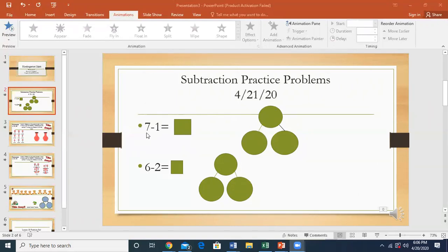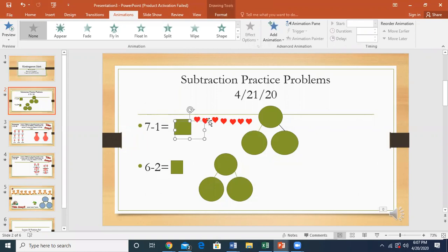So our first problem, we have 7 minus 1. I need to figure out how I'm going to solve this problem. I know 7 minus 1 means 7 take away 1. Remember, anytime you are doing subtraction, you're taking away from the total number. So I know this means 7 take away 1. So what I'm going to do is I'm going to put 7 hearts to show 7, and we're going to subtract 1. So I have 1, 2, 3, 4, 5, 6. One more is 7.